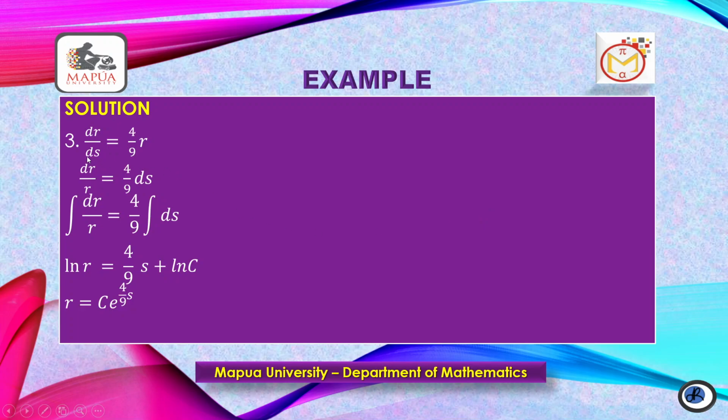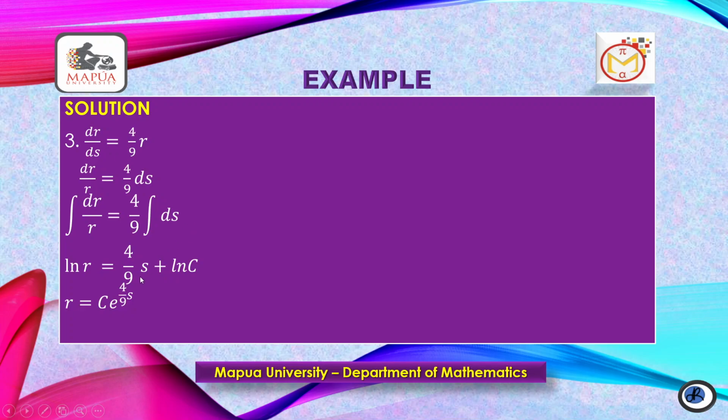Another example is we have the derivative of r with respect to s, and this is equal to 4 over 9r. Again, we can separate the r, combining the r with the dr, so we have dr over r and then the 4 over 9 ds. The left side is now evaluated as dr over r and the right side as the integral of ds. For dr over r, this leads to natural log, so we can say that this is ln of r. On the right side, it is simply 4 over 9 s.